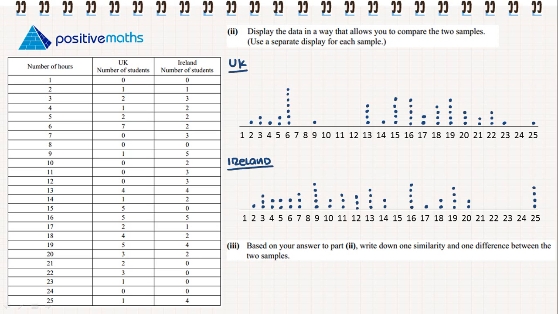Part 3. Based on your answer to Part 2, write down one similarity and one difference between the two samples. The first thing we'll note is the similarity between the two sets of data. So we'll notice that they have the same range. So students in the UK and Ireland spend in between 2 hours and 25 hours every week on social networking sites.